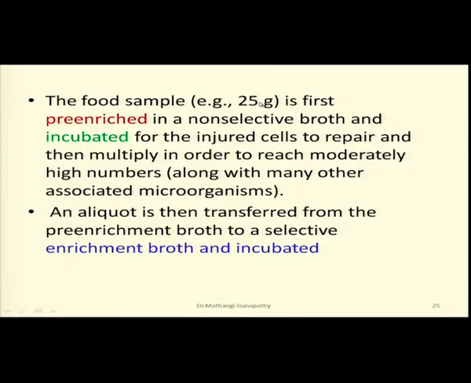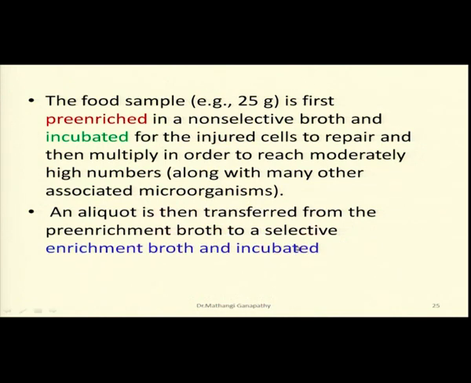The food sample, for example 25 grams, is first pre-enriched in the non-selective broth and then incubated for the injured cells to repair and then multiply, in order to reach moderately high numbers along with many other microorganisms. So, this incubation period in the non-selective broth gives time for the pathogen, which is already less in number and which might be injured. It will have a conducive medium to repair itself, start its metabolic activity, and then start slowly multiplying. Once it has repaired itself, it will start reproducing faster, and reach a moderately high number.